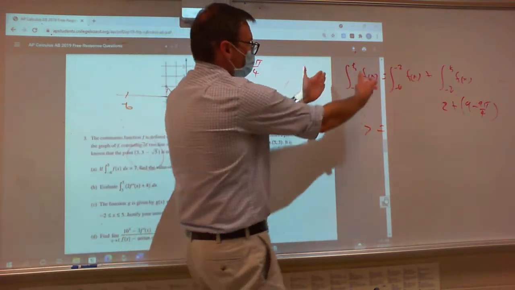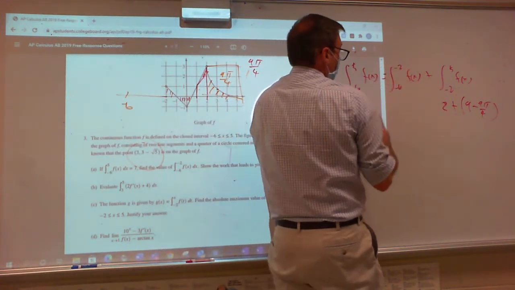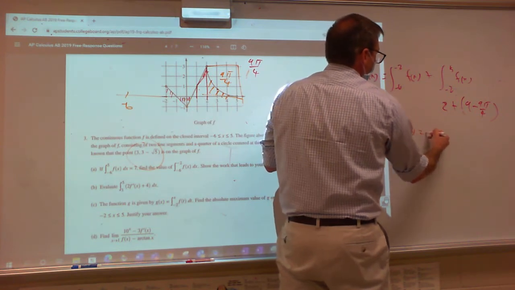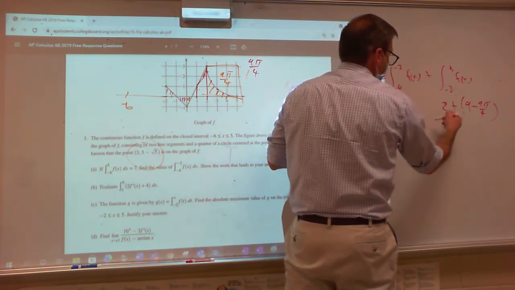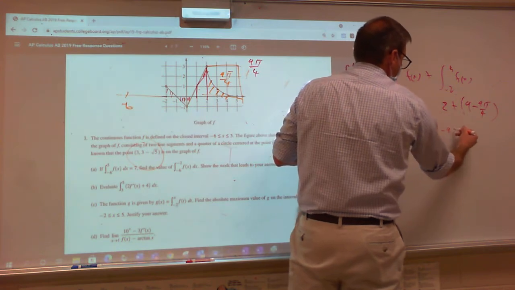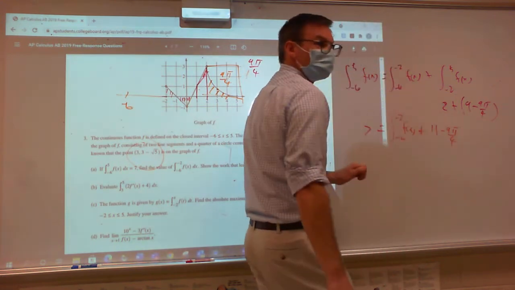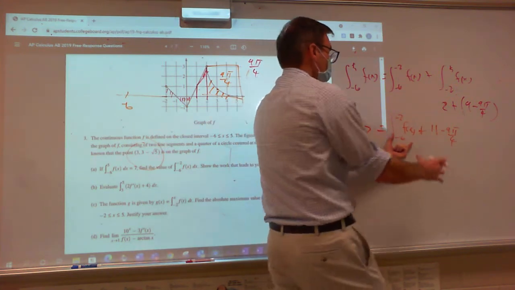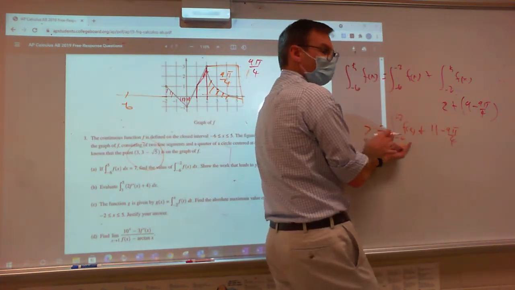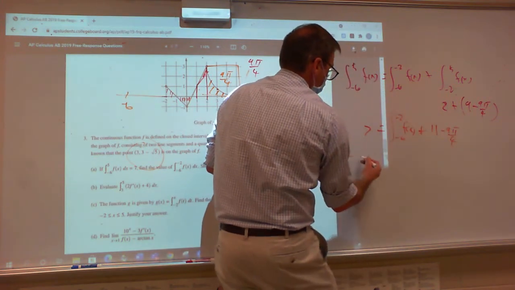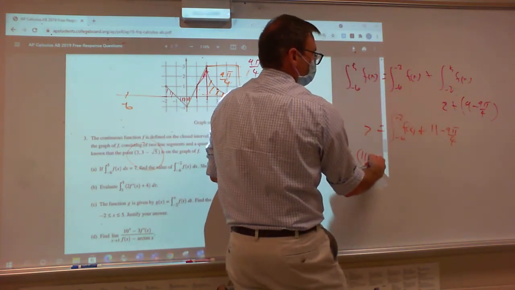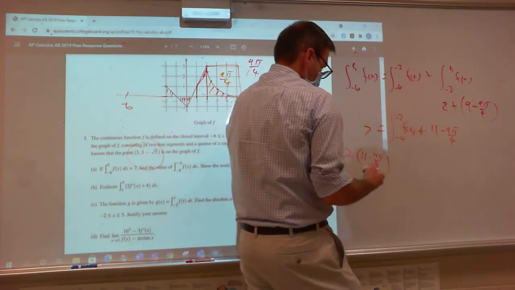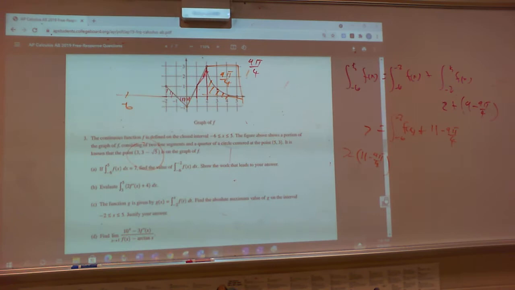And so now I know, they tell me the total area is 7. I don't know this thing, the integral from -6 to -2 of f of x, plus, and this is 11 minus 9 pi over 4. So to solve for this, I'm just going to subtract. I'm going to do 7 minus 11 minus 9 pi over 4, which I think gives me -4.